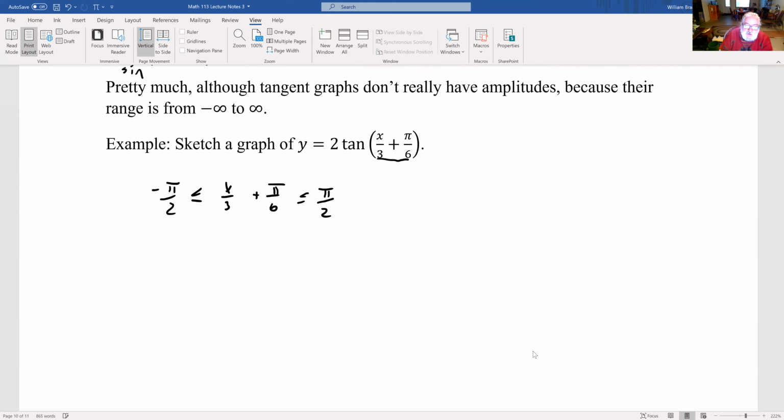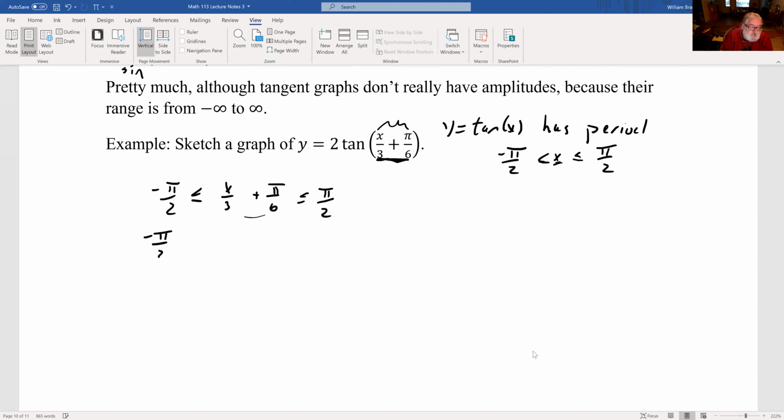So I should have written that here first. Y equals tangent of x has period minus pi over 2 less than x less than or equal to pi over 2. So how do we figure out what the frequency is and what the phase shift is here? Well, we take the thing inside the tangent and plug it in for x, and then solve this for x. So we're going to add a pi over 6 to both sides, minus pi over 2, minus pi over 6. I'm actually not adding it, I'm subtracting it.